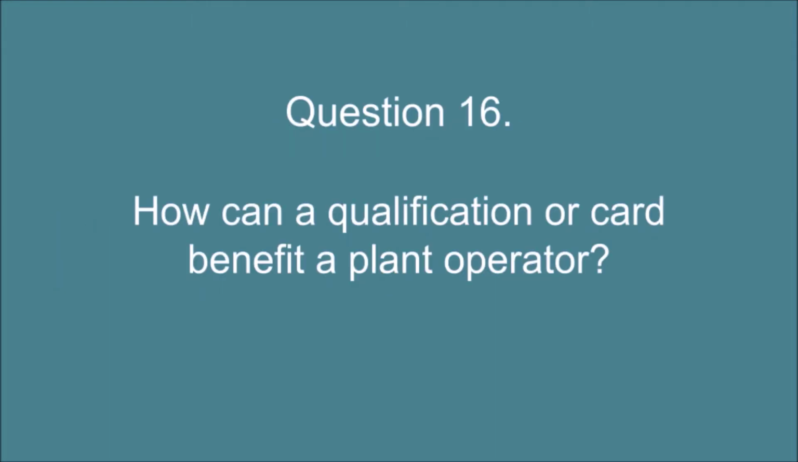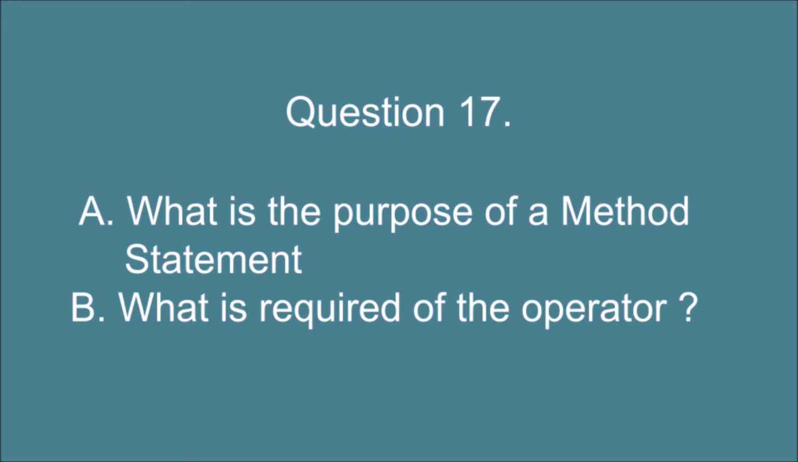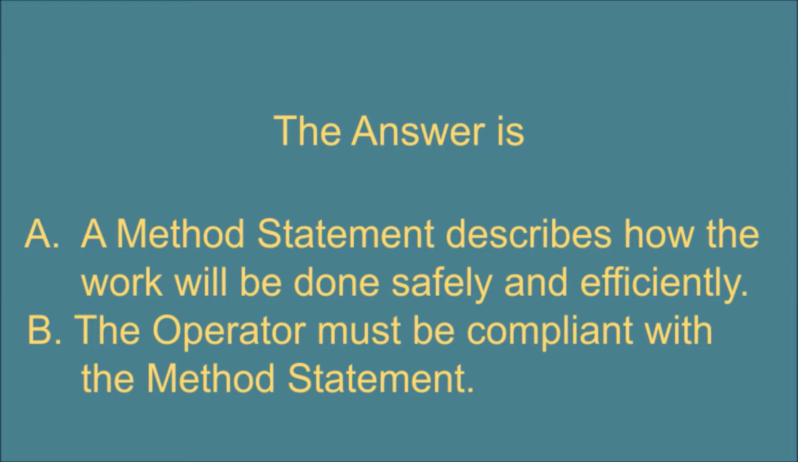Question 16. How can a qualification or card benefit a plant operator? The answer is: the operator can prove his skills, have better prospects of employment and promotion. Question 17. A. What is the purpose of a method statement? And B. What is required of the operator? The answer is: A. A method statement describes how the work will be done safely and efficiently. B. The operator must be compliant with the method statement.